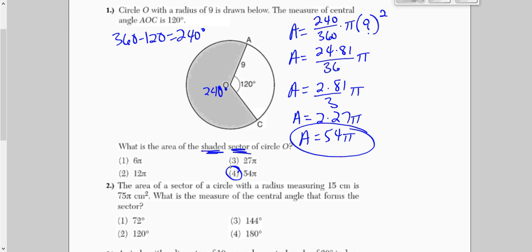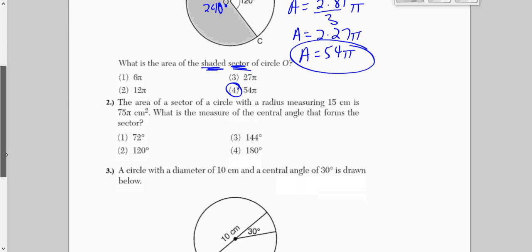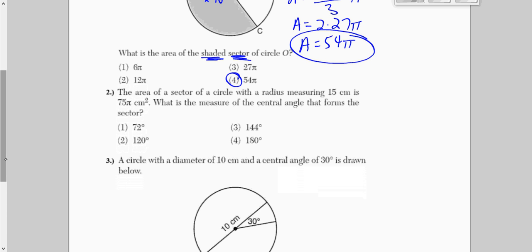Once you start simplifying these fractions more and more, they'll start to get a little simpler for you, a little less lengthy. Okay. All right, let's move on to number 2. Pause the video, read it over, and I'll be back with you.